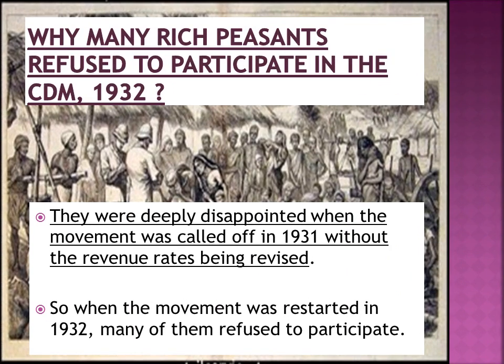Dear children, for the rich peasants, Swaraj did not mean self rule. It meant a struggle against high revenues. But they were deeply disappointed when the civil disobedience movement was called off in 1931 without the revenue rates being revised. So, when the movement was restarted in 1932, they were not interested in participating.